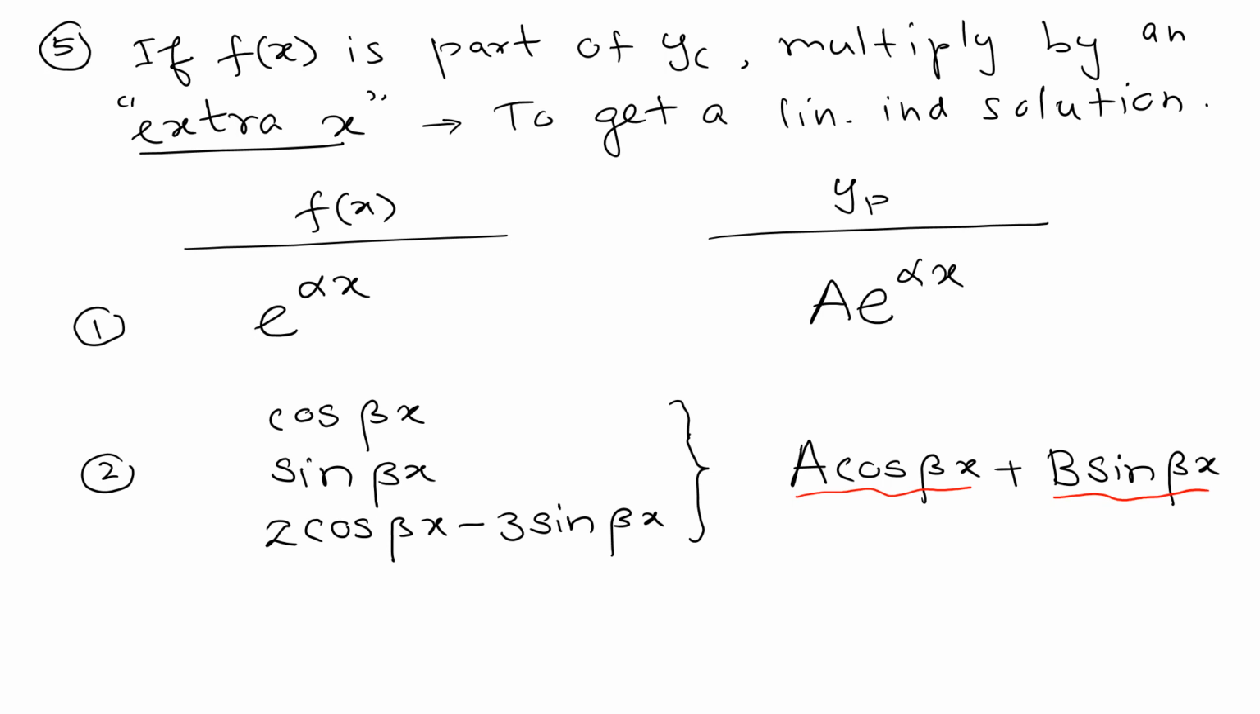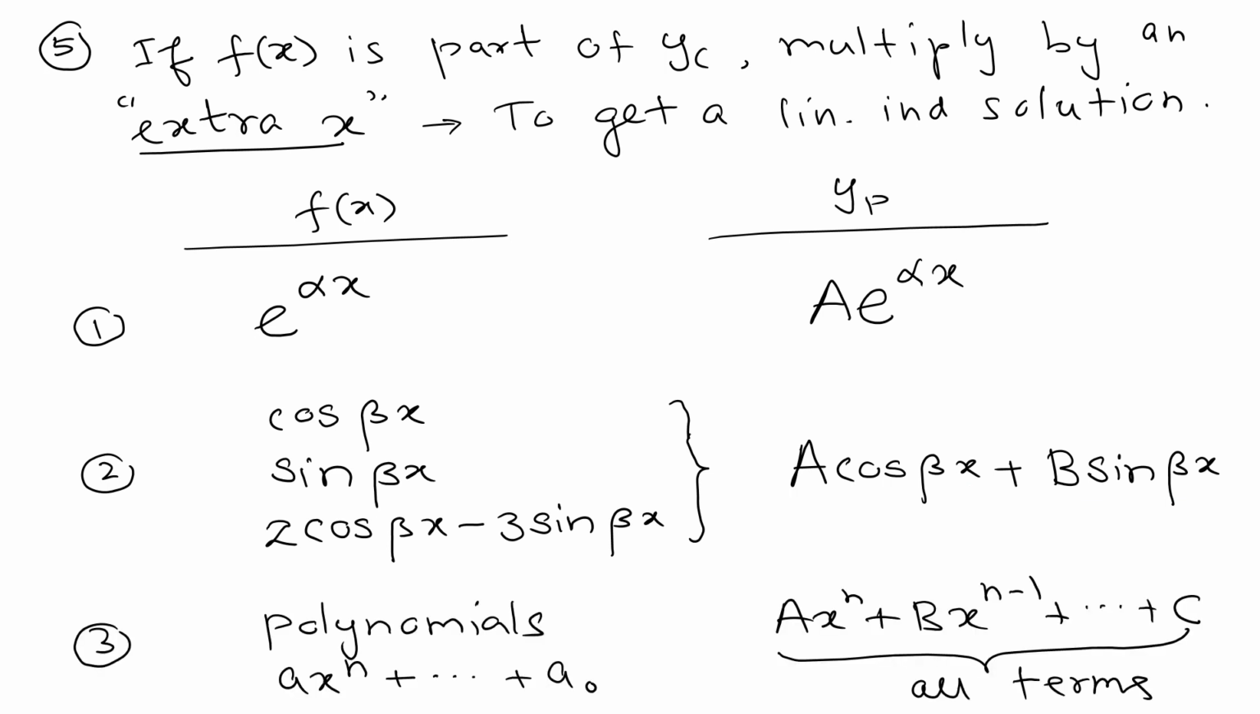The third type is a polynomial. If a polynomial is on this side, maybe some of the terms are missing, but still when you write YP, you have to write all the terms, because when you take the derivative, those powers are going to reduce. Since we don't know, we write everything. So it's all the terms. Those are the basic theories.